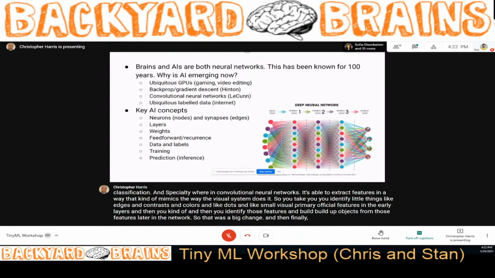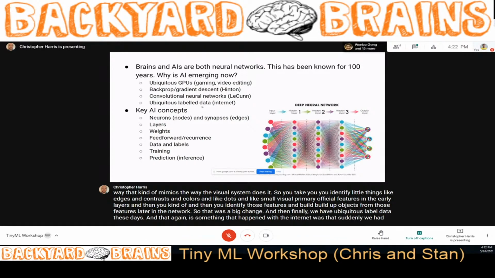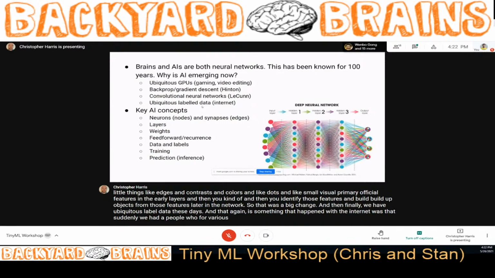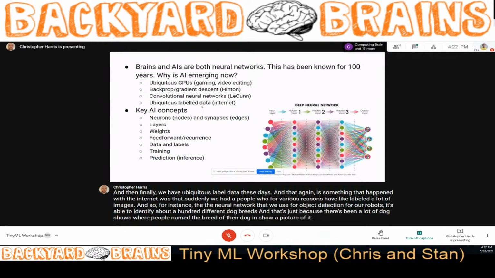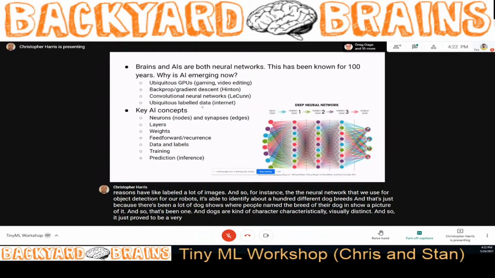And then finally, we have ubiquitous labeled data these days, and that again is something that happened with the internet. Suddenly we had people who, for various reasons, have labeled a lot of images. For instance, the neural network that we use for object detection for our robots is able to identify about 100 different dog breeds. That's just because there have been a lot of dog shows where people name the breed of their dog and show a picture of it. And dogs are characteristically visually distinct, so it proved to be a very appropriate thing for early networks to train on.